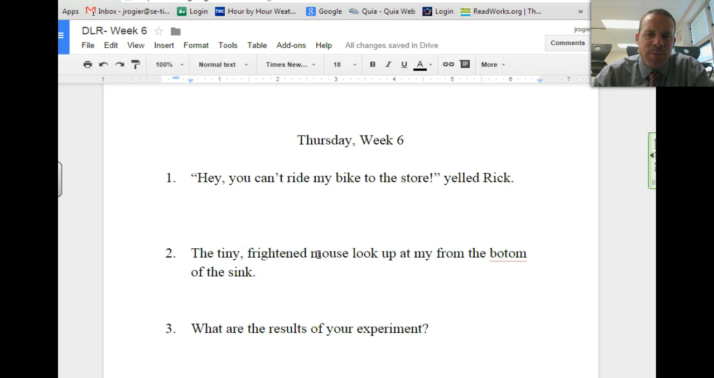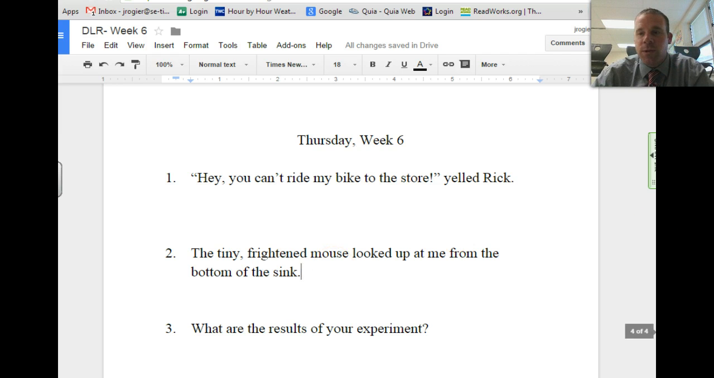Look up from the bottom of the sink. So what should that say? It should be looked up at me. So that starts to make it a little clearer. Looked up at me from the bottom, with 2 T's, not 1 T in bottom, 2 T's, bottom of the sink. Now it actually makes some sense. So the tiny frightened mouse looked up at me from the bottom of the sink.